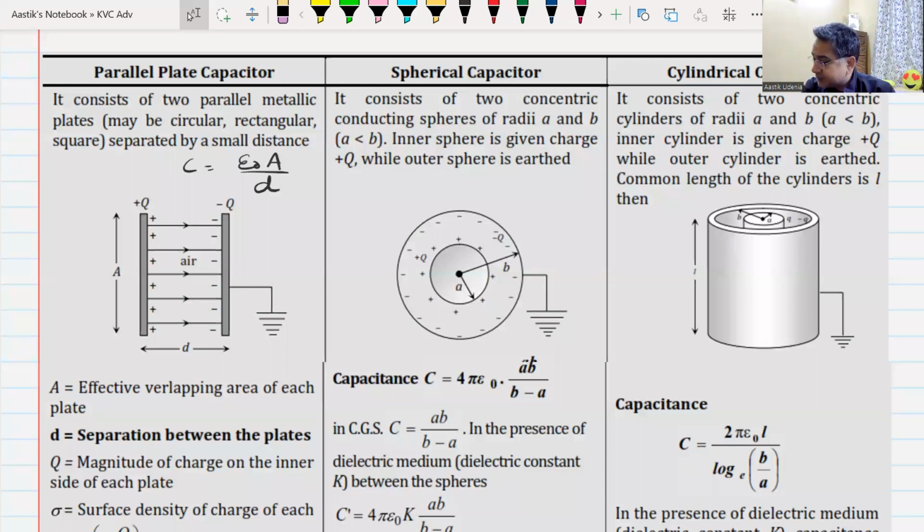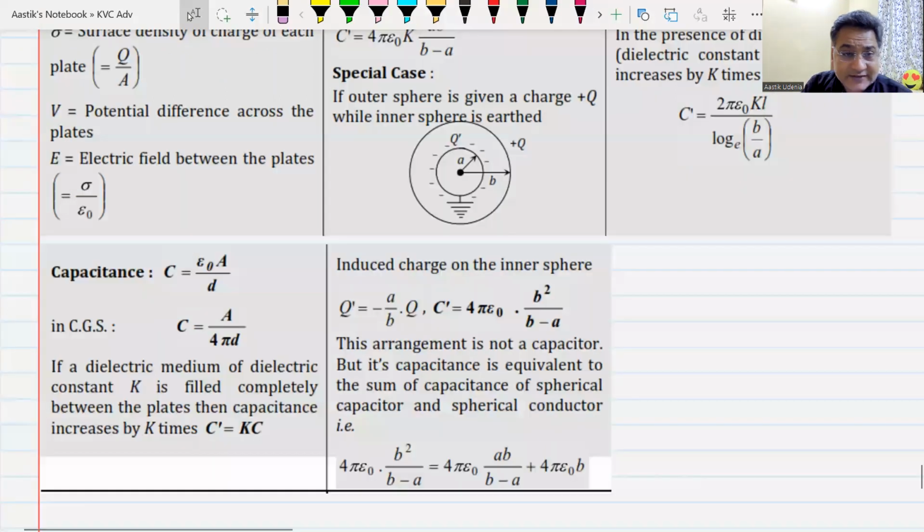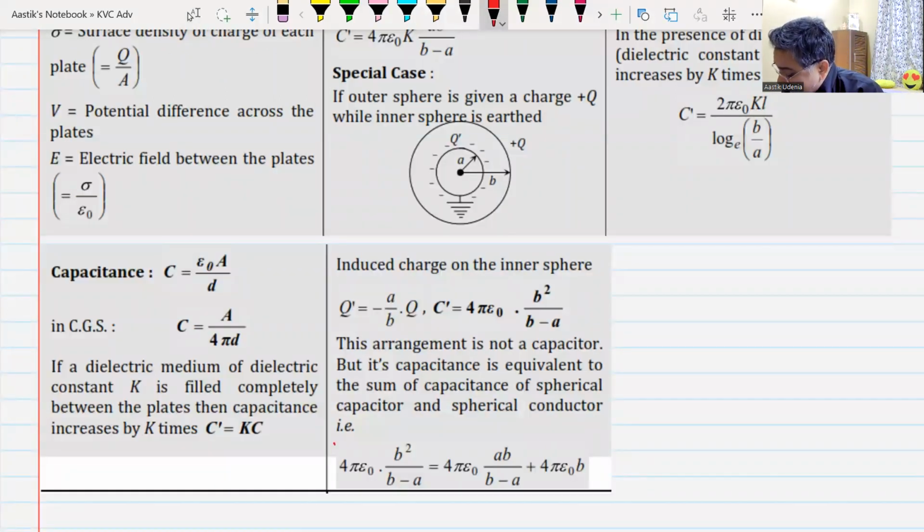I think we have seen all of this. Does anyone understand this? When I fill the space with a dielectric of dielectric constant K, the capacitance gets multiplied by K in all the three cases. Do we see this, yes or no? Yes, sir.